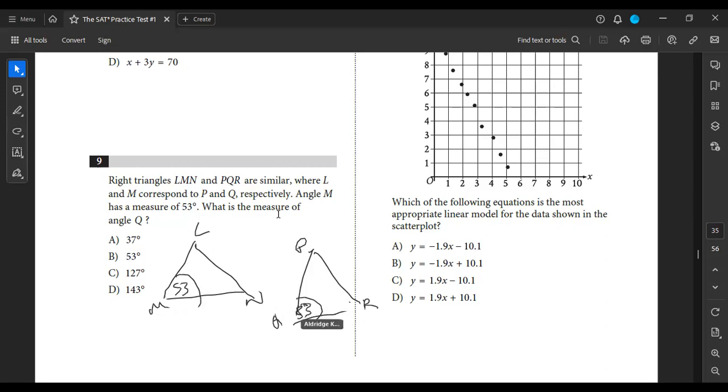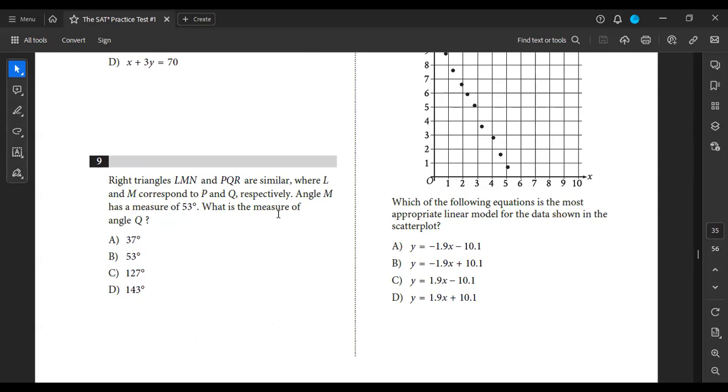And then if M is 53, Q is 53 as well, because we could have placed this triangle. If this was LMN, then P, Q would be placed here, and R in there, you know? Is everyone okay with this? So the answer is 53. Okay, awesome.